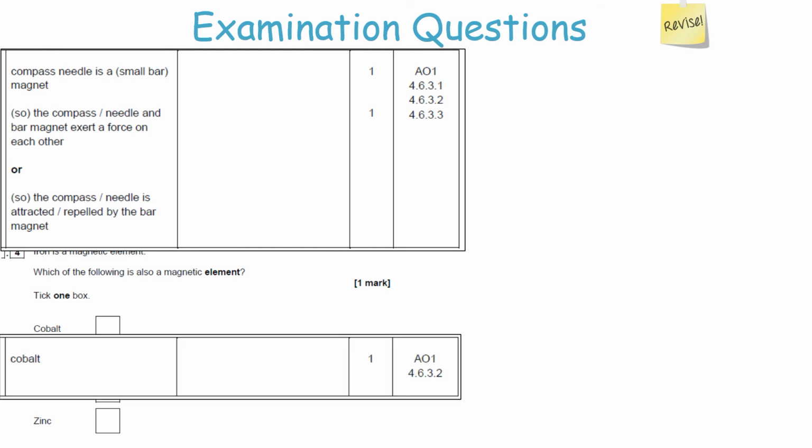Now the next question is state which of these is the magnetic element. So as a result, you've got to work out which one it will be. You've just got to know this as a fact, that it would be cobalt. The other thing is that it's put in bold, element, because they're trying to trick you here, because steel, whilst it is magnetic because it has iron in it, is an alloy, not an element. So you've got to be very careful when reading the question.